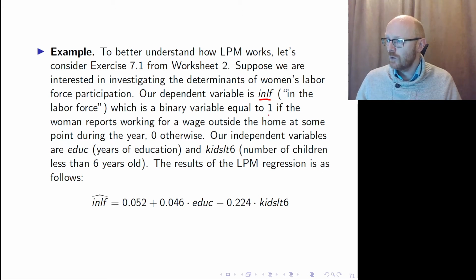Okay, in this case, it's equal to 1 if the woman reports working for a wage outside the home at some point during the year, and 0 otherwise. And the independent variables, the x variables, are education, the number of years of education, and kids less than 6 years old. And by these two independent variables, we are trying to figure out the probability that a woman is participating in the labor force. So we have this regression, and this is the beta 0 hat, the estimated intercept, and then we have the slopes here.